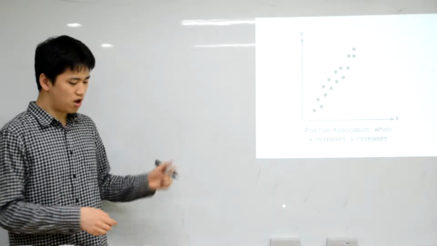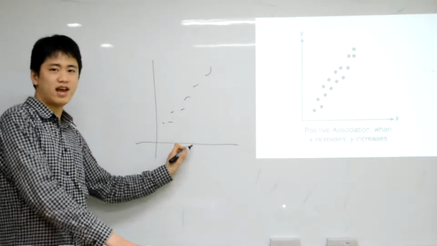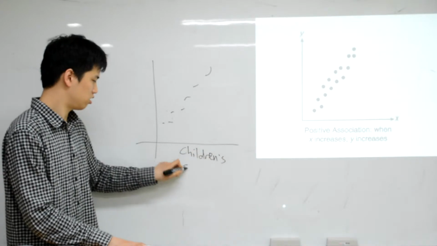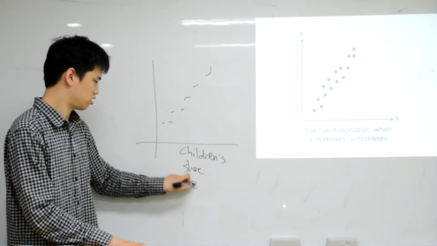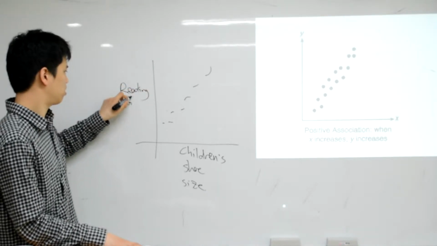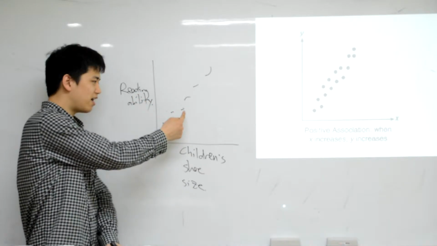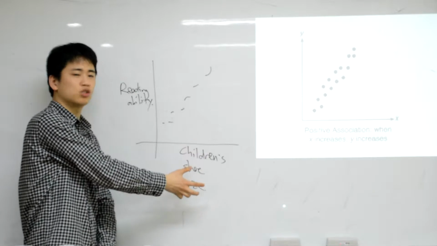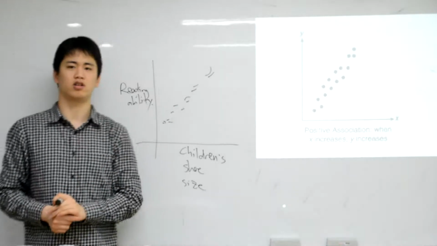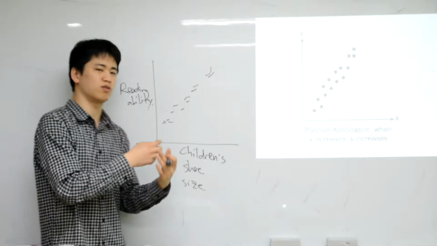So for example, you might have a scatter plot that looks like this, where on the x-axis you might have children's shoe sizes, and on the y-axis you might have reading ability. So each of these data points represents a child, and the x-coordinate is the child's shoe size, the y-coordinate is the reading ability of the child. And we see a positive linear relationship here, right? But you can't infer anything from this in terms of cause and effect.